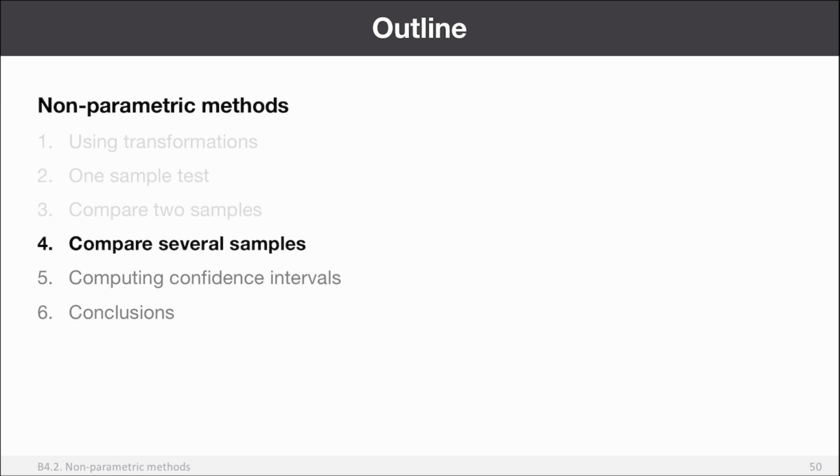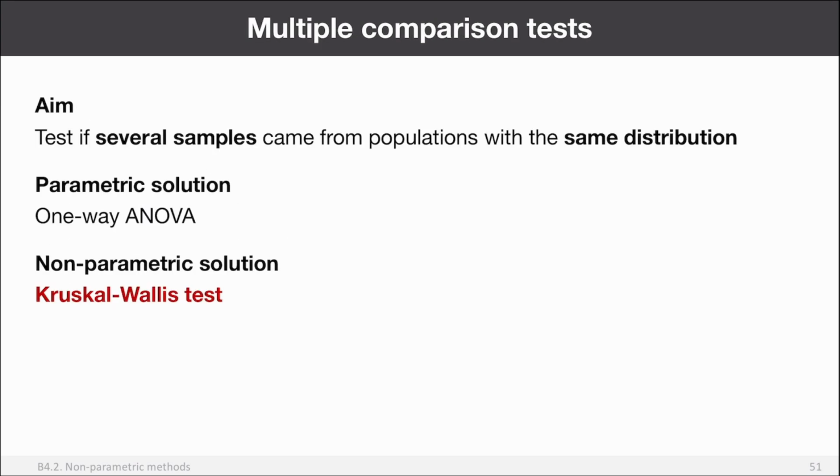Okay, now let's talk about how to compare more than two samples. And you remember that in the parametric approach, this is done by using ANOVA. For example, if you have only one factor, then you use a one-way ANOVA, right? The non-parametric analog of ANOVA is called the Kruskal-Wallis test.